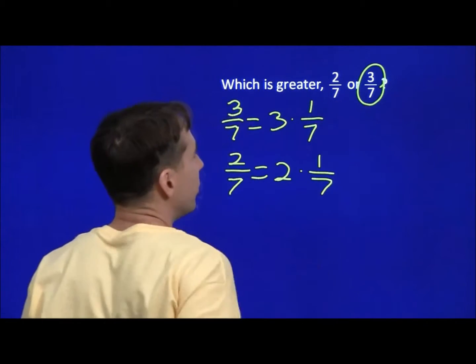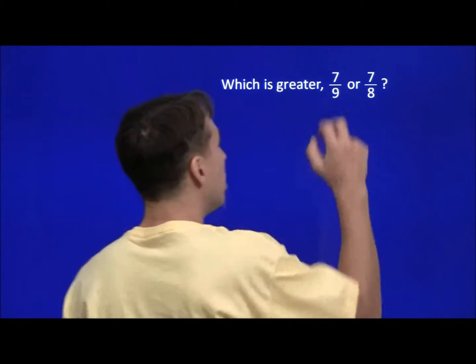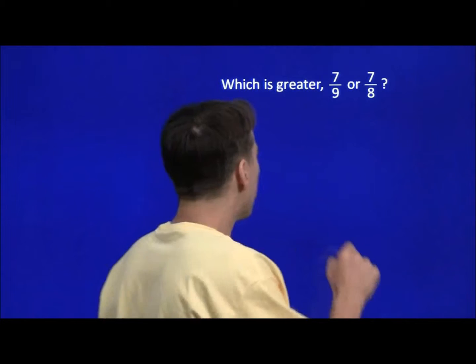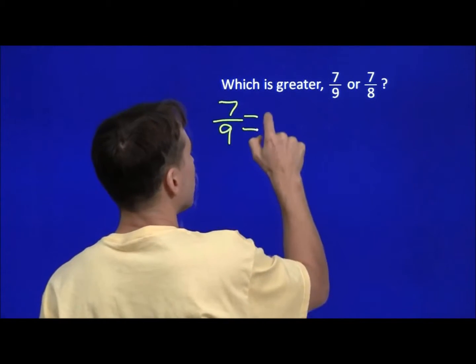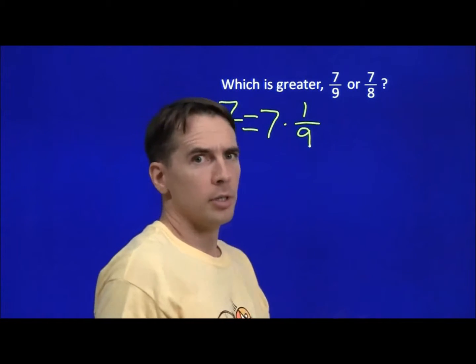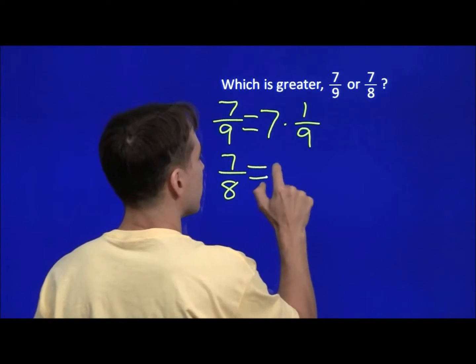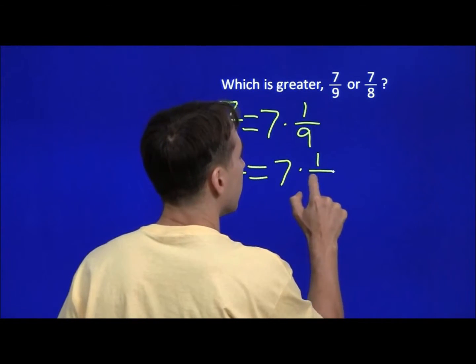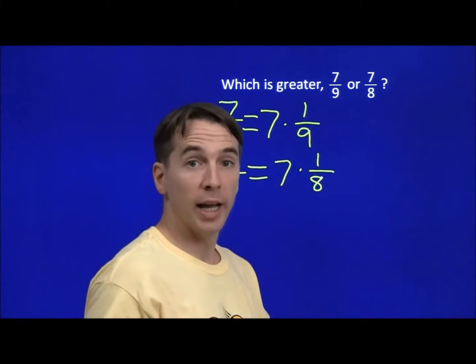So now that we know how to handle fractions with the same denominator, let's take a look at fractions with the same numerator. I'm going to start off again by looking at fraction multiplication. We can think of 7/9 as 7 times 1/9. And 7/8, of course, is 7 times 1/8. So now we see that all we have to do is compare 1/9 and 1/8.